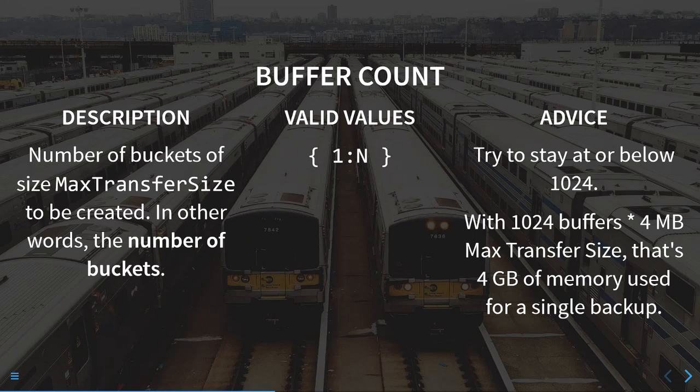That 4 gigs of RAM can't be used for your buffer pool. It can't be used for servicing other queries. It can't be used for other backups going on concurrently. So even if you've got a lot of RAM, spending 4 gigs just for a backup, that's a fair amount of memory right there. Going higher than that means you're spending even more RAM, and it can limit your capability to take several backups concurrently.